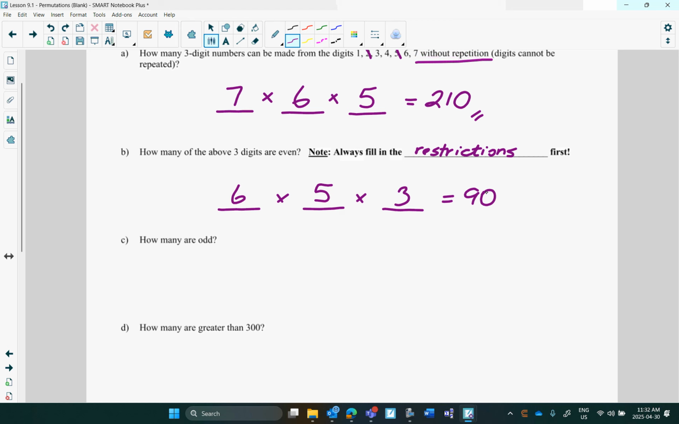What makes an even number? What does it have to have at the end? Why don't you tell me what it has to have instead of what it doesn't have to have? Here are the only ones I can choose from. To make it even, doesn't it have to end in a 2, a 4, or a 6? Which means I got to choose one of those 3. That's why it's 3.